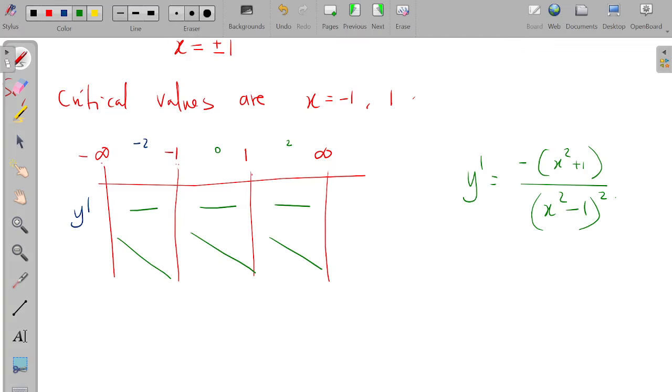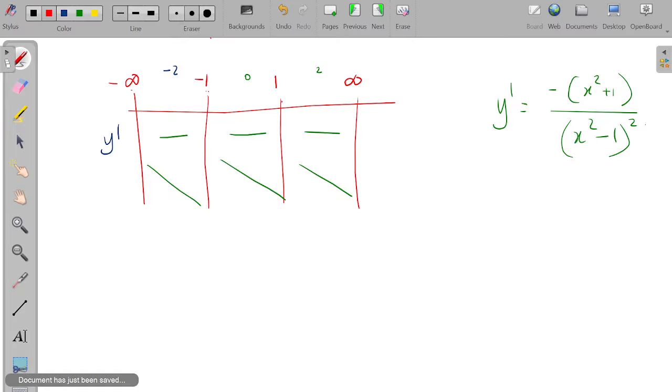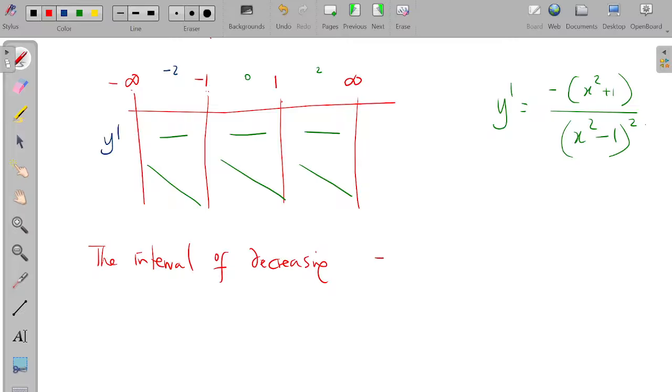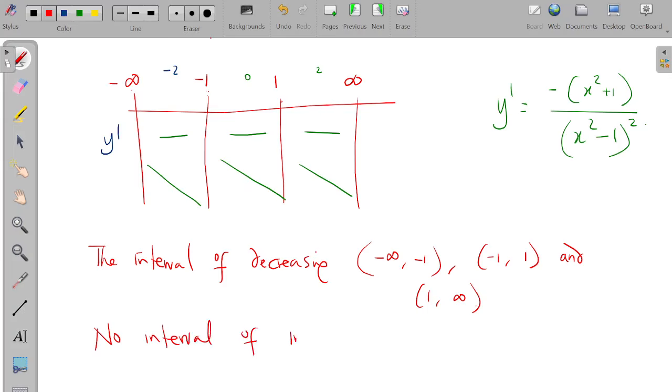So all are decreasing. The interval of decreasing is negative infinity to -1, -1 to 1, and 1 to positive infinity. So no interval of increasing.